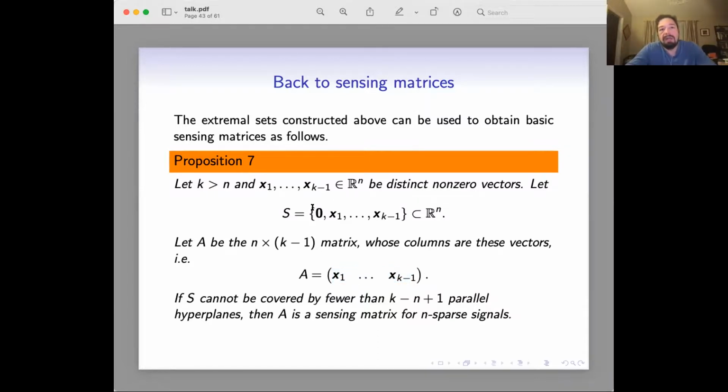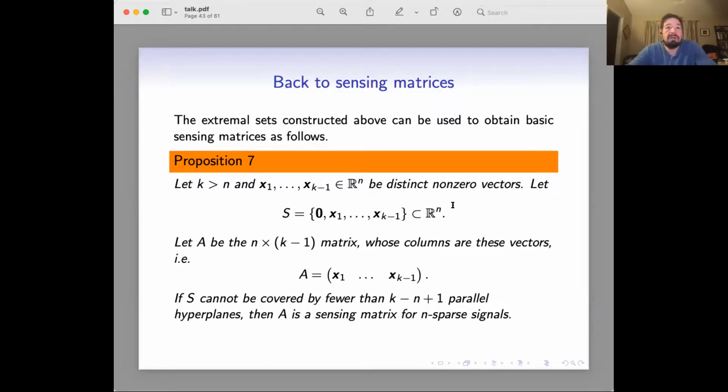But if S has this extremal property that it cannot be covered by fewer than k minus n plus 1 parallel hyperplanes, then A turns out to be a sensing matrix for n sparse signals. So meaning that no n by n submatrix of A is singular.